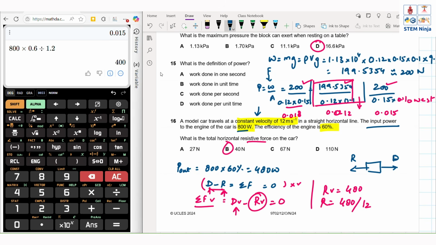Oh, I think I forgot question number 15. What is the definition of power? This is straight away work done per unit time. We don't even have to worry about looking at this. Work done per second may seem correct, but second is the unit, not the quantity itself. Work done in unit time, that's different phrasing. So that's it. Let's move on to the next question.